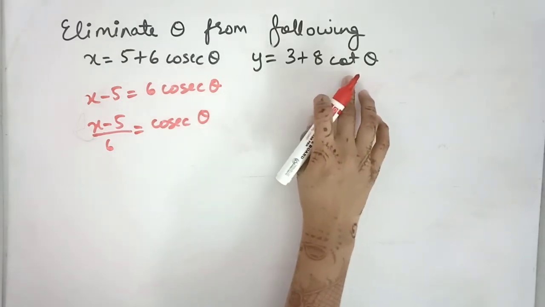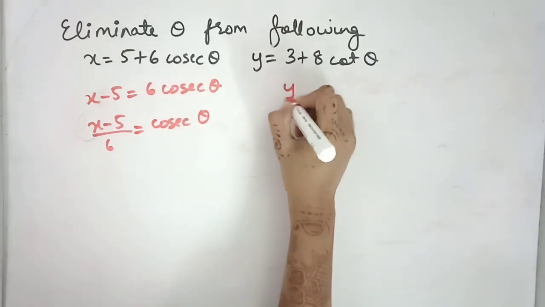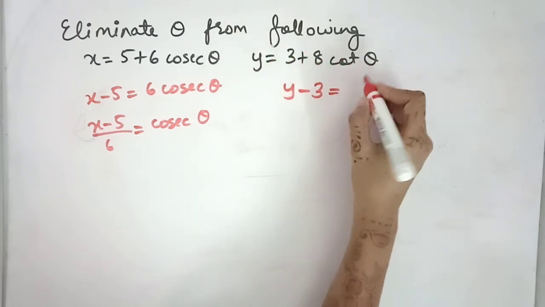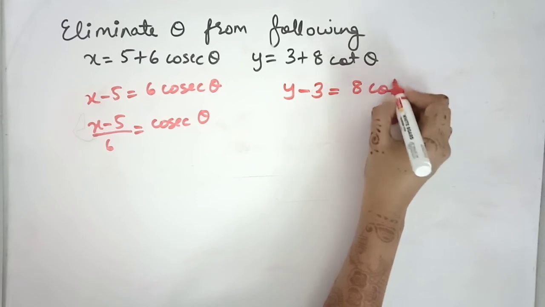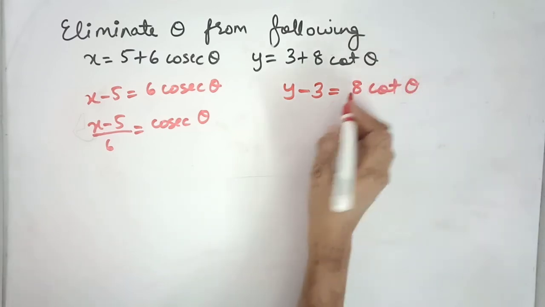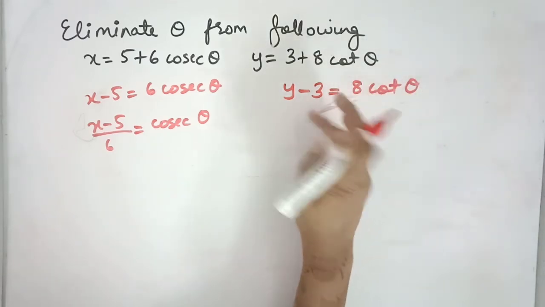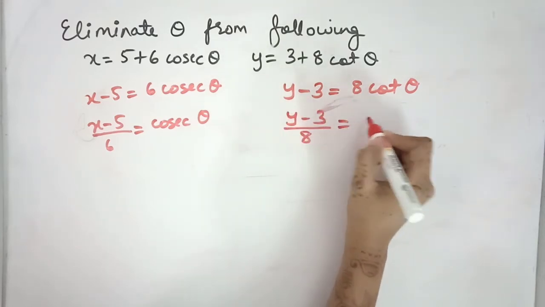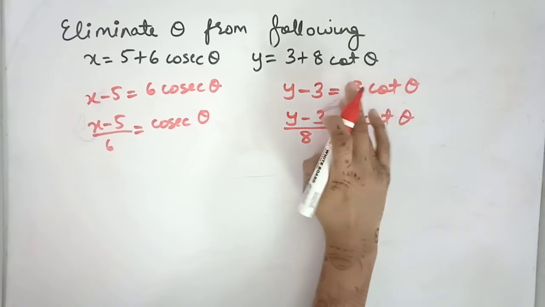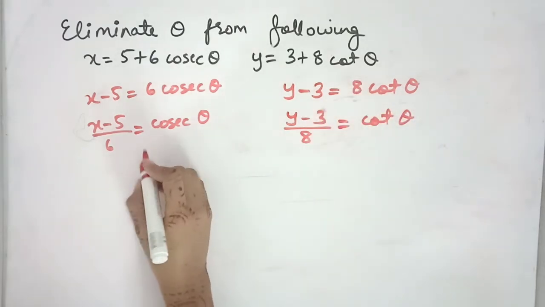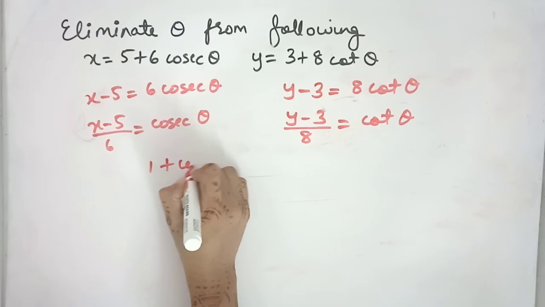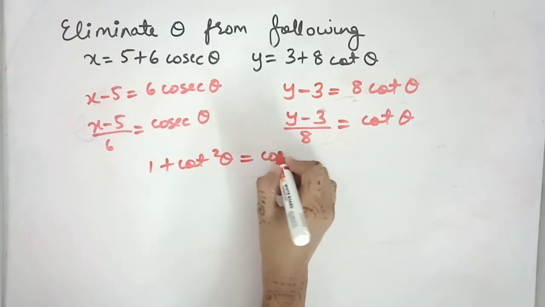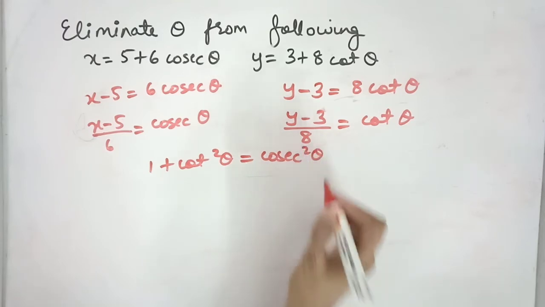Similarly, we will do it for the cot. Plus 3 will be shifted over here. That will be y minus 3 equals 8 cot theta. Shifting 8 over here, that will be y minus 3 upon 8 equals cot theta. Now we know the identity: 1 plus cot square theta is equal to cosec square theta.